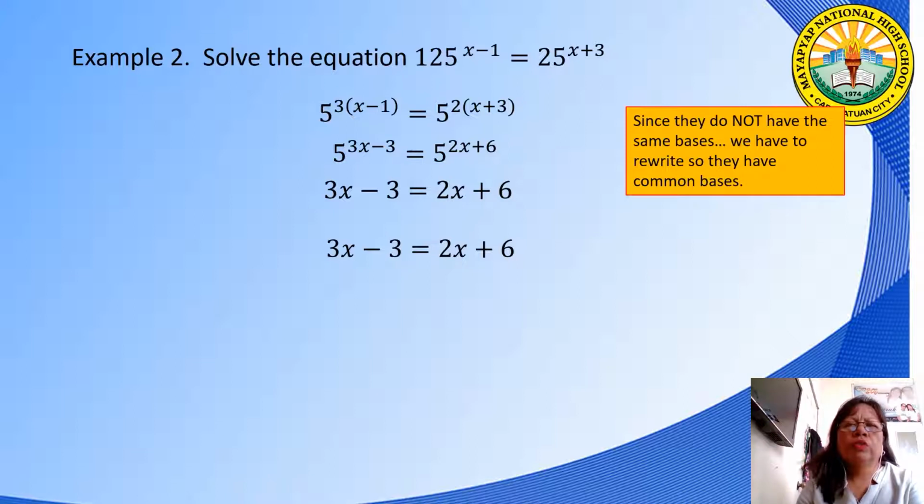So by transposition, you move 2x to the left side so that it becomes negative in sign, and then you transpose negative 3 to the right side so that the sign will change from negative to positive 3. So therefore 3x minus 2x is equal to x, and equals 6 plus 3 is 9. Therefore x equals 9.